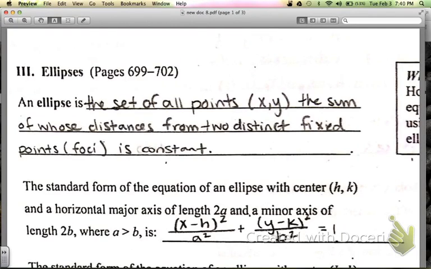Alright, so we'll continue with section 9.1, which is conics and calculus, or conic sections with ellipses, parabolas, and hyperbolas. So here's the ellipse section. As always, if I'm going too fast, just pause the video and make sure you copy down what we got here.